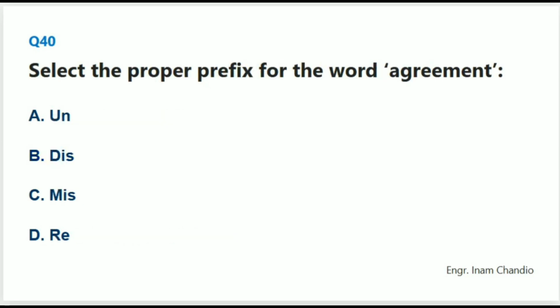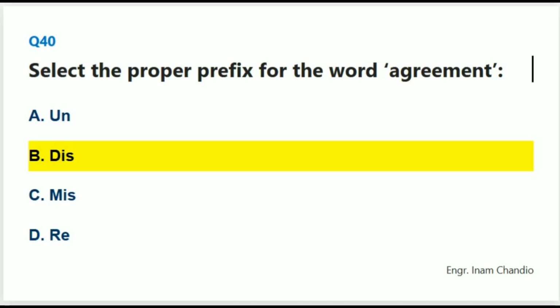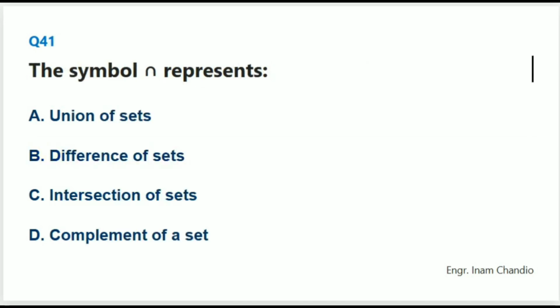Select the proper prefix for the word agreement. The correct answer is B. Dis. The symbol mathematical intersection symbol represents. The correct answer is C. Intersection of sets.